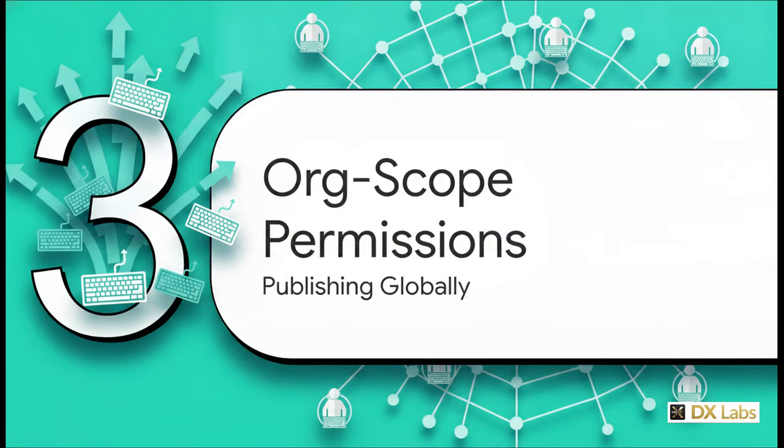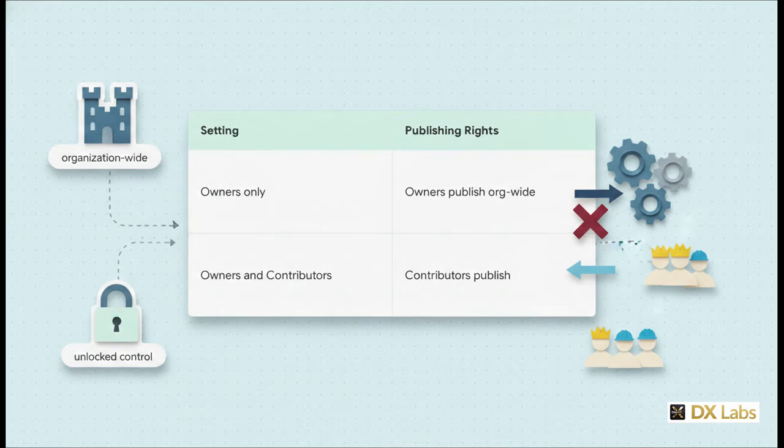Which brings us to Section 3, Organization Scope Permissions, or Publishing Globally. All right, now imagine that specialized mechanical keyboard from earlier works so incredibly well that management decides, hey, let's graduate this. And they take it from being a personal tool at one desk to a standard, approved tool available on the entire production floor for everyone to use.